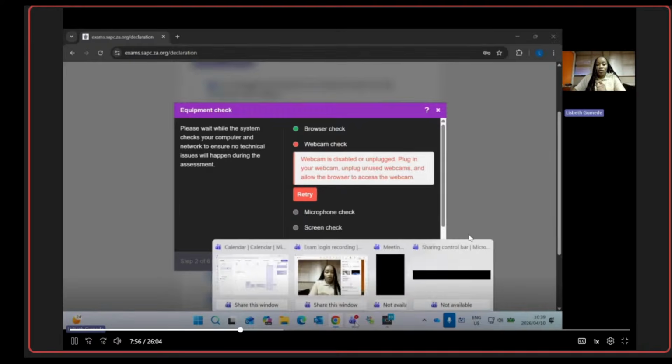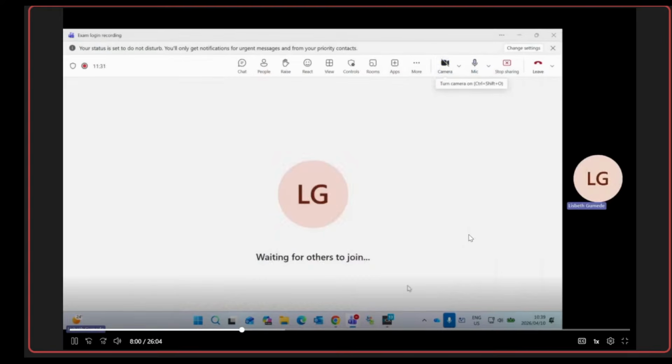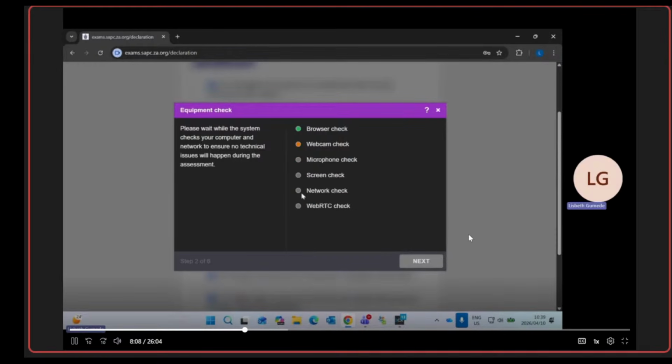So that means I need to go then to my Teams, right? And stop sharing my camera so that I can then go back and retry this check, since now my camera is no longer being utilized by Teams and is now available for the system to use to prompt during the examination. We're going to go through the check and see my microphone is there.